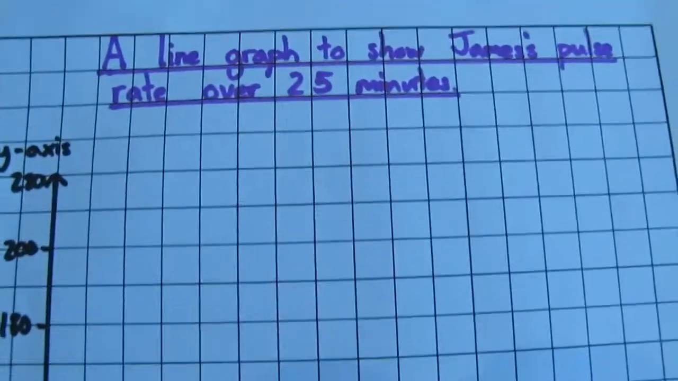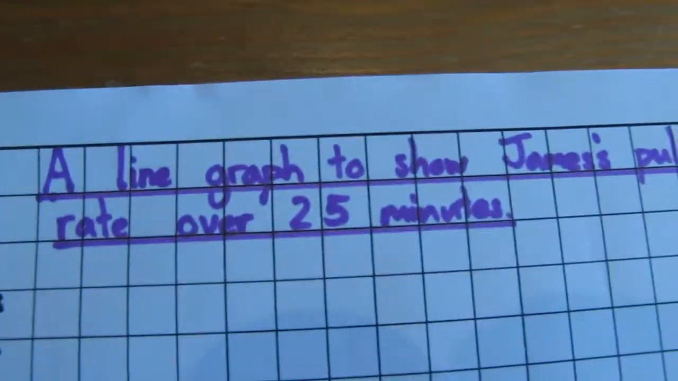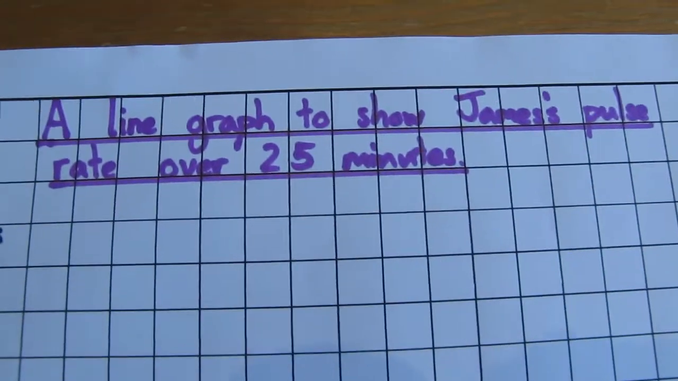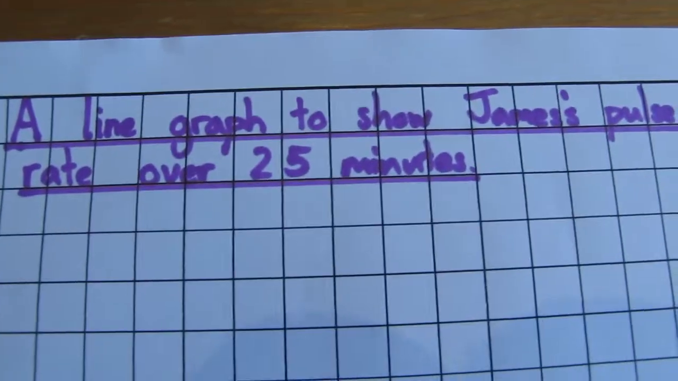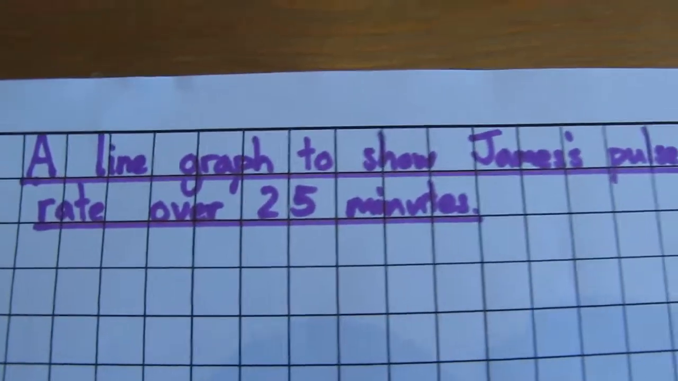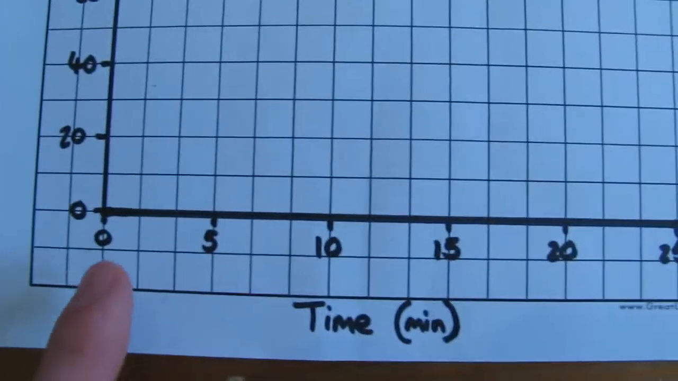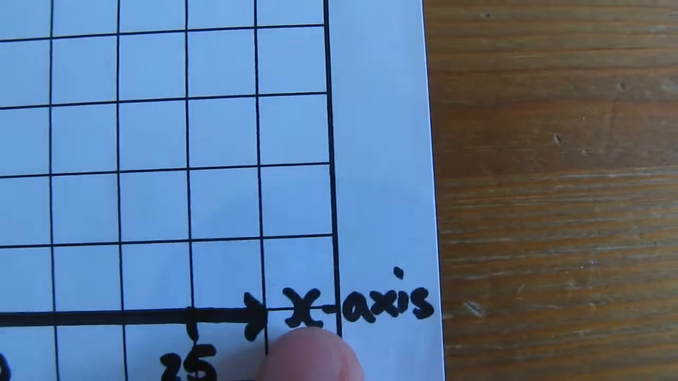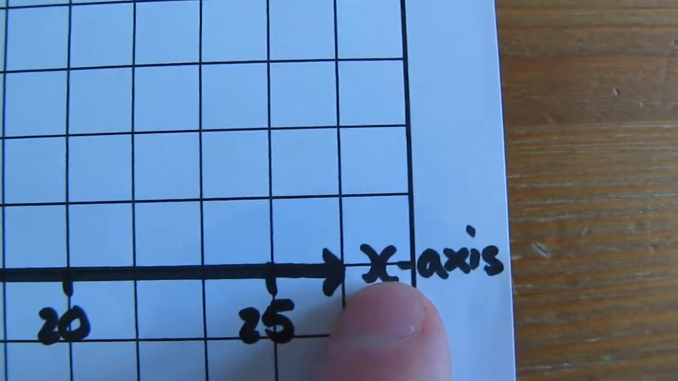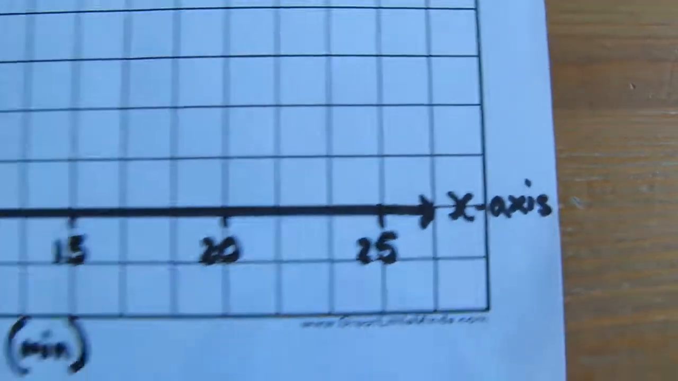Okay, so this is James's line graph, and we normally have a title on a line graph telling you what it's showing. So here's a line graph to show James's pulse rate over 25 minutes, and this is what it looks like. So along the bottom, the x-axis, spelt with a curved X for some reason, it's Greek, I think.